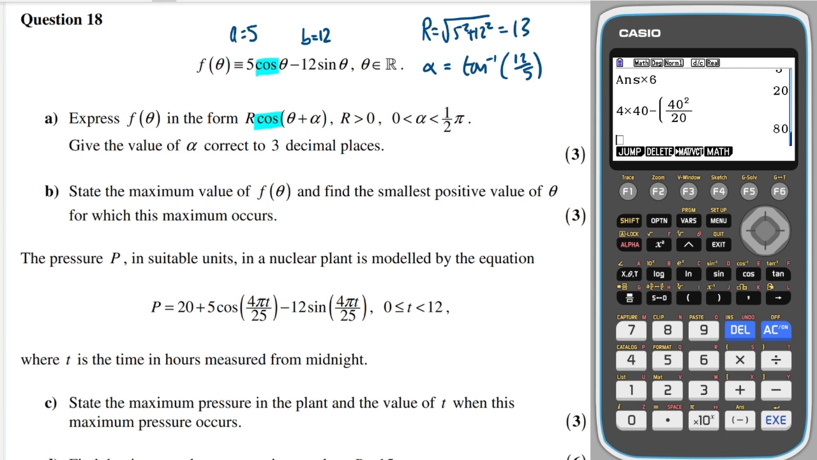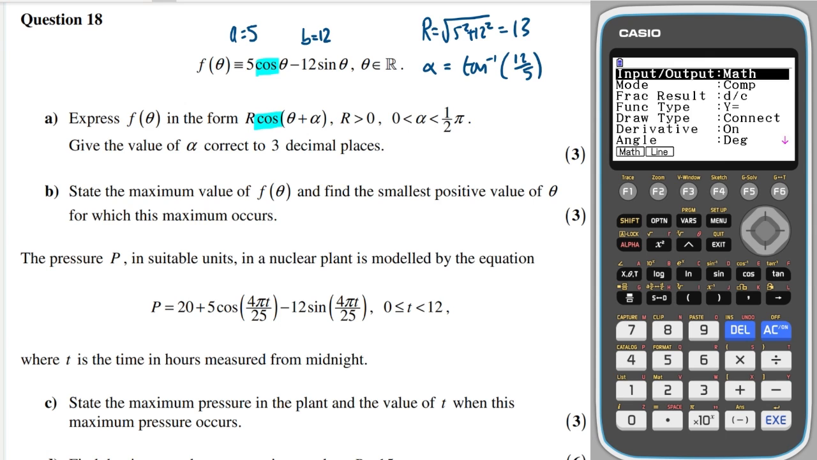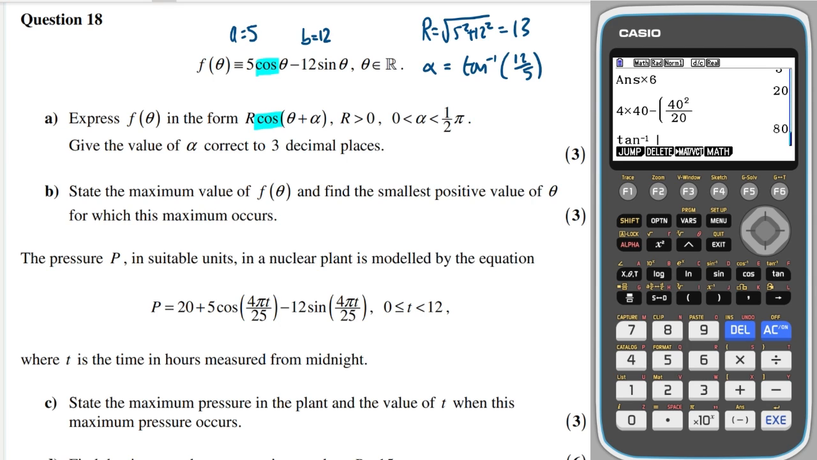So that will be in radian mode. Apologies, I need to change that over. And I do tan to the minus 1 of 12 over 5. And I get, to 3 decimal places, 1.176. And that is done, just like that. Don't spend any more time on a question like that once you know the hack.